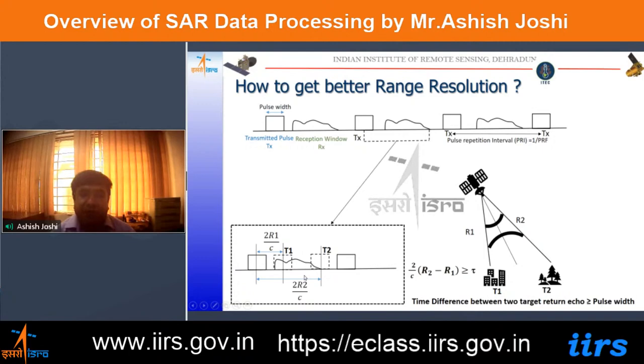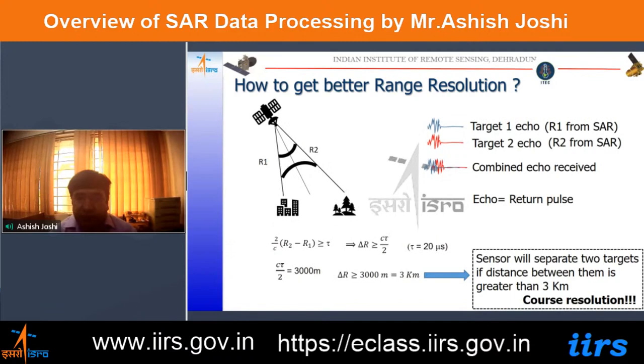And then from our mathematical expression, 2R2 by C minus 2R1 by C should be greater than tau. So from the previous slide, we see these are the two targets' echoes. Blue is the target 1 echo and this is the target 2 echo. Echo means the return signal. So this is the return signal from target 1 and this is the return signal from target 2, and the combined signal will look like this.